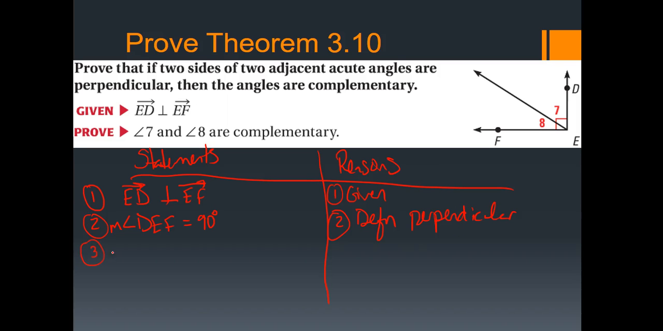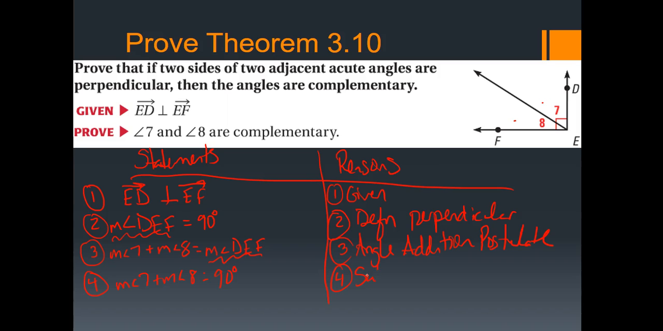We also know that the measure of angle 7 plus the measure of angle 8 equals that whole angle, DEF. Add this angle and this angle to get the whole thing. Okay, that's our angle addition postulate that says we can do that. Okay, and now we notice this part here is DEF and so is this, so I can substitute the 90 in. So measure of angle 7 plus the measure of angle 8 equals 90 degrees. Substitution.